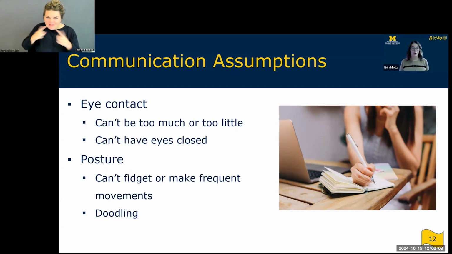Also, a lot of assumptions about our posture, and that we can't be engaged in the conversation if we're fidgeting or moving too much, or if we're doodling. And obviously, we know that just because someone might be doing these things or might not be doing these things during a meeting or in a conversation, it doesn't mean that they're not still engaged.